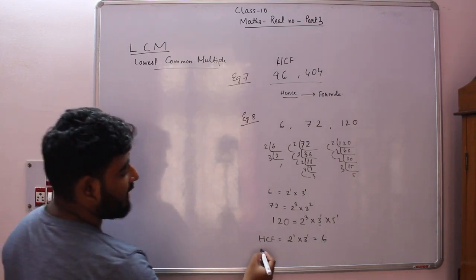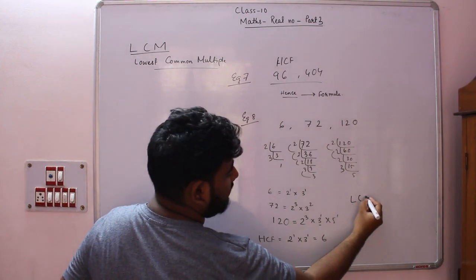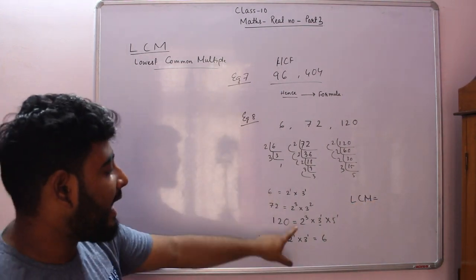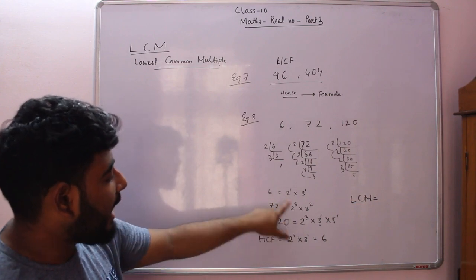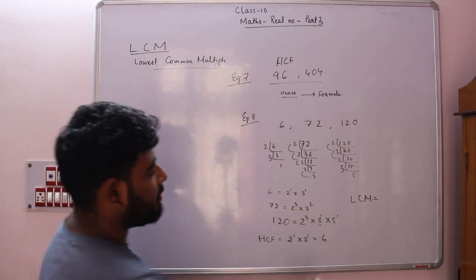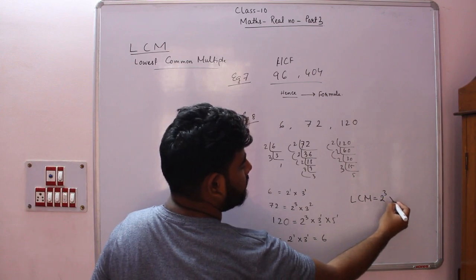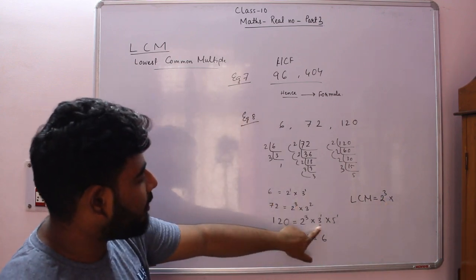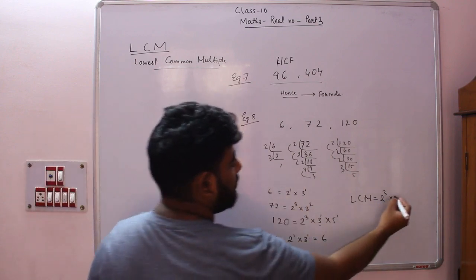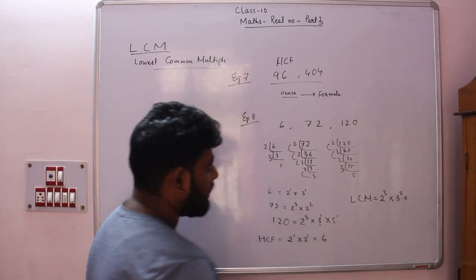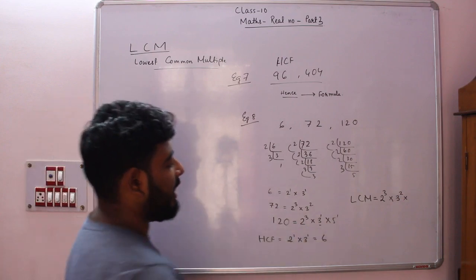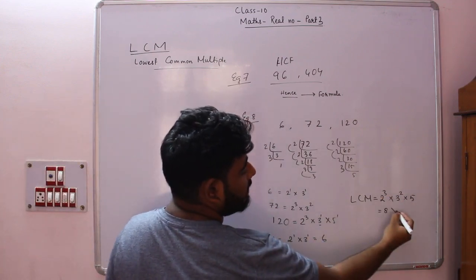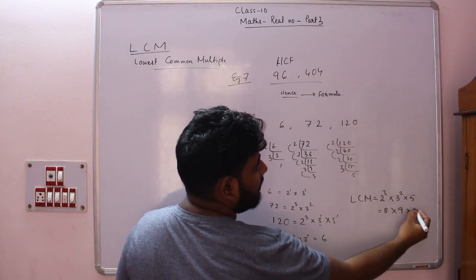But when you find the LCM, keep in mind that you take the highest power. The highest power of 2 is 3, so take 2 to the power 3. Among 3 power 1, 3 power 2 and 3 power 1, the highest is 3 power 2, so take 3 squared. What is uncommon here? 5 is uncommon, so write 5 as well. So 2 cubed is 8, 3 squared is 9, into 5.